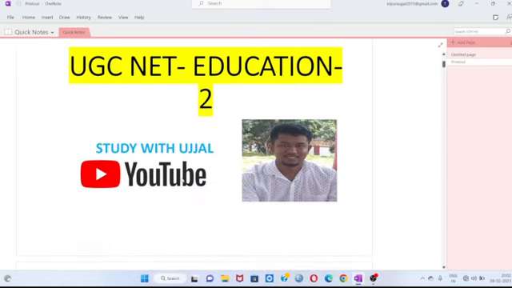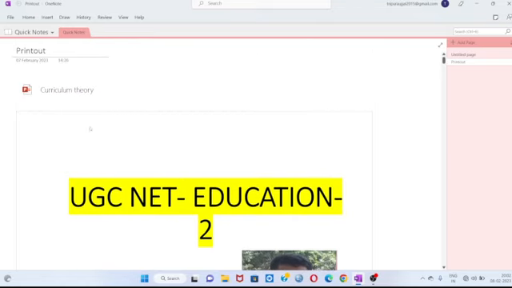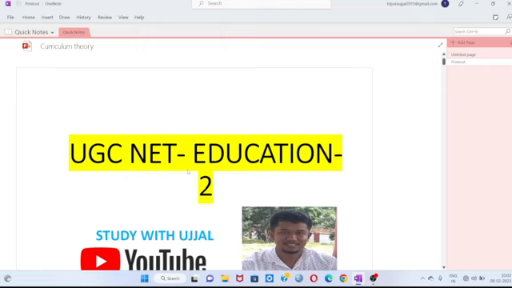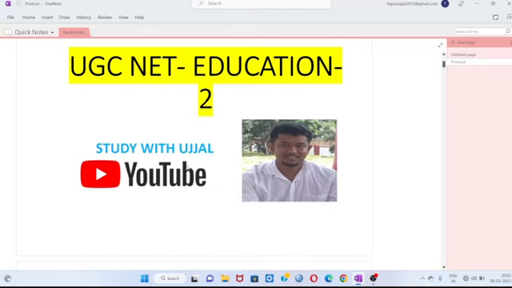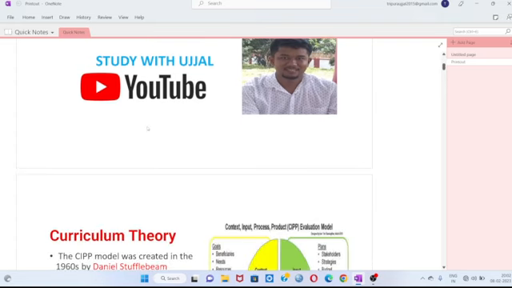Last time we dealt with leadership theory. Today, we are dealing with curriculum theory. First of all, let us understand what curriculum is. Curriculum is the experience or learning throughout the educational institution, whether schools, colleges, or universities. There you will learn skills, knowledge, and creativity.